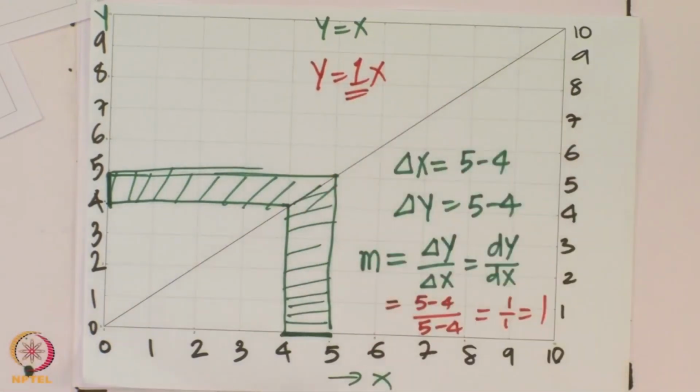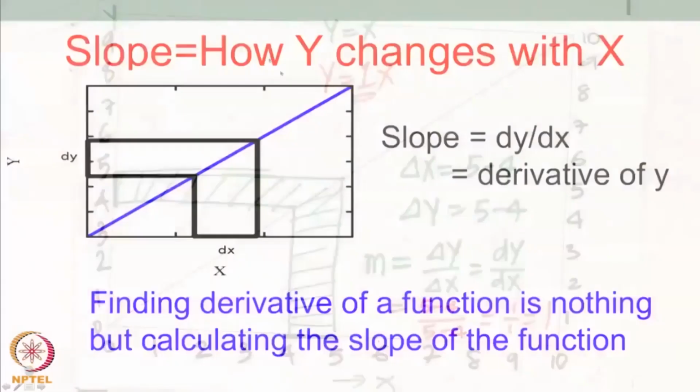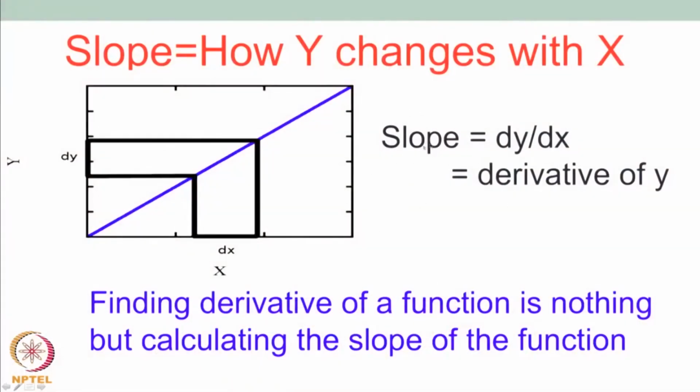So m is 1. So m is nothing but delta y by delta x. So that's what I want to say here, that the slope. So now to calculate slope, let us understand this a little bit more carefully. So let us take this graph once more.